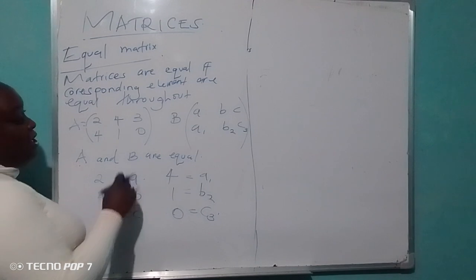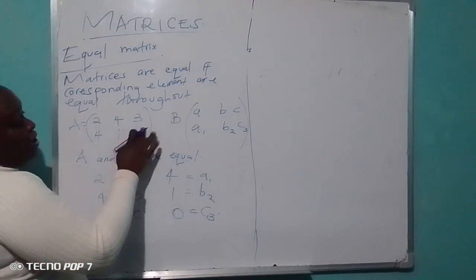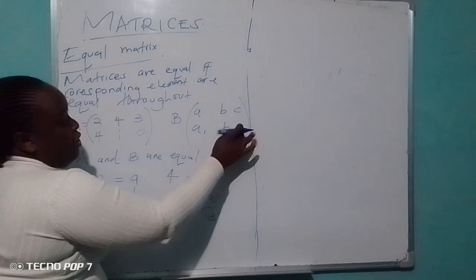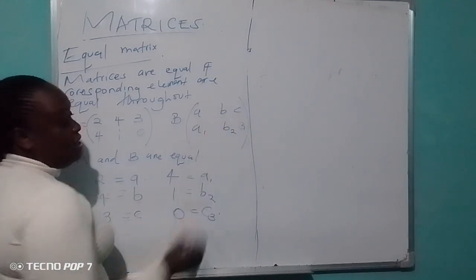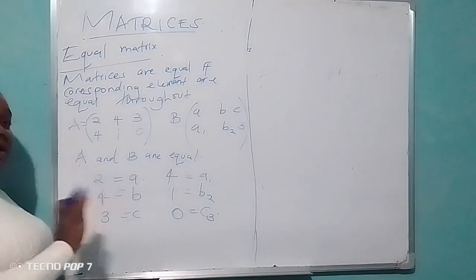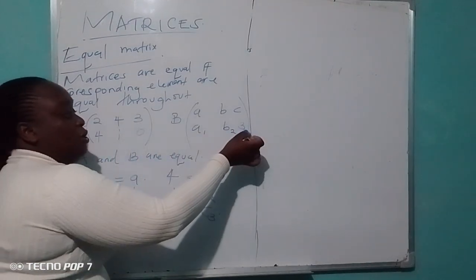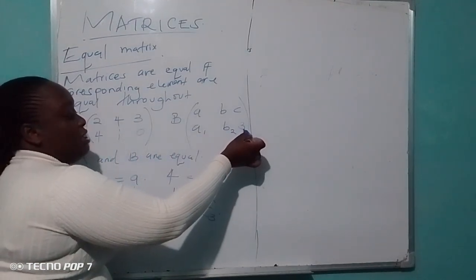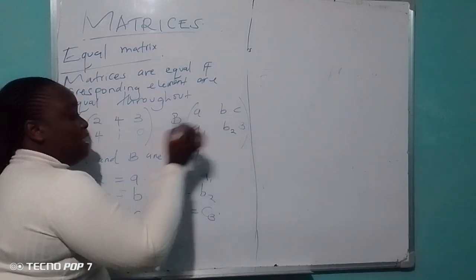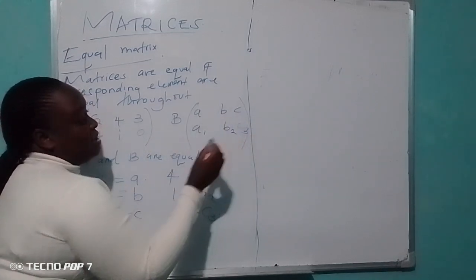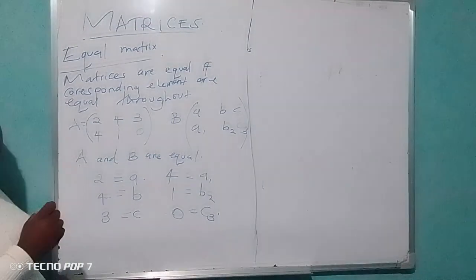But if here it was, let's say, 0, but here we find that it's 3, then these matrices are not equal. The element that should be here should also be here. It's the same as the one that should be here. That is why we say these matrices are equal. Are we together?